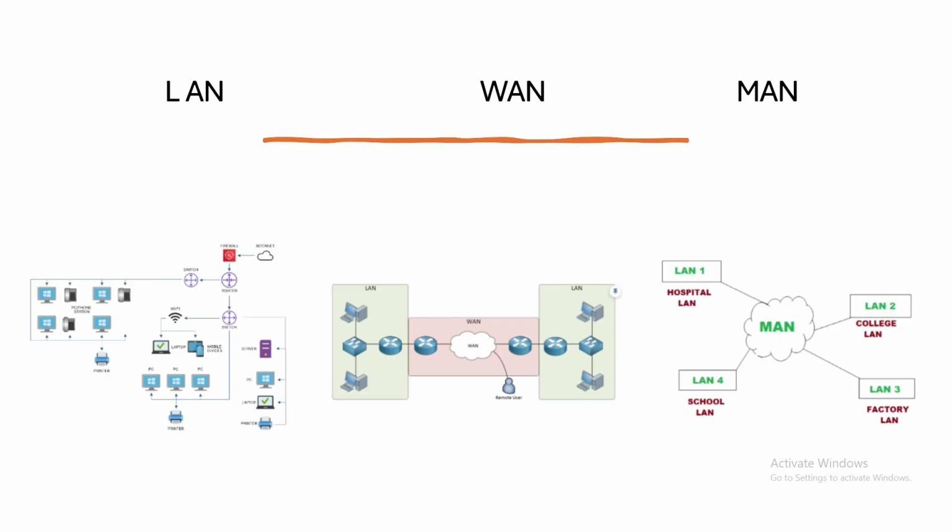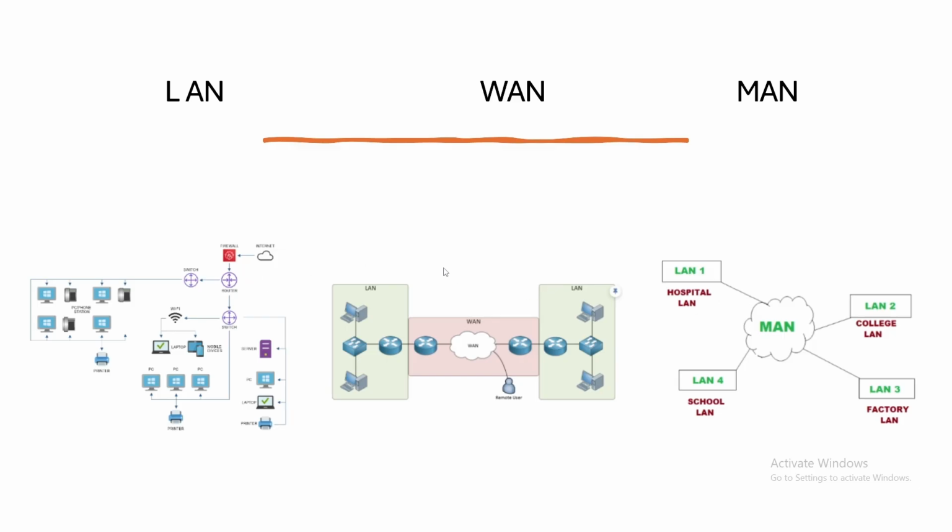Let's talk about computer network types. There are three types of computer networks we mainly use: LAN, WAN and MAN. Coming to the LAN, it covers a small area like an office or a home. Let's observe here, all the PCs and devices are connected to the same router, so it comes under one LAN.